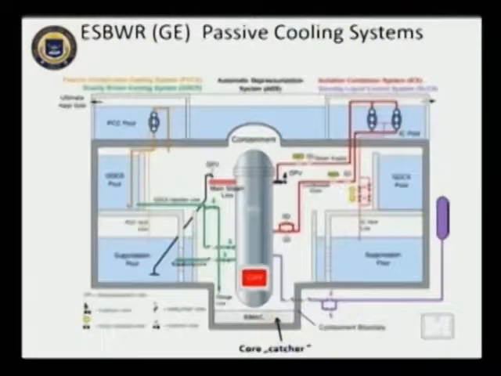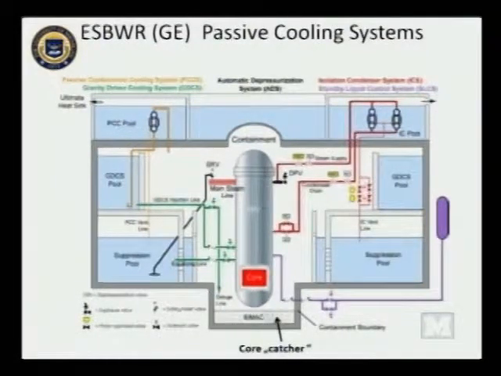Now I would like to give a very short overview of the new design, which includes several passive systems, not only for the cooling of the containment, but also for the cooling of the primary system, so the RPV. This means that all these systems will work even in case you would have a full loss of electricity like it happened in Fukushima.